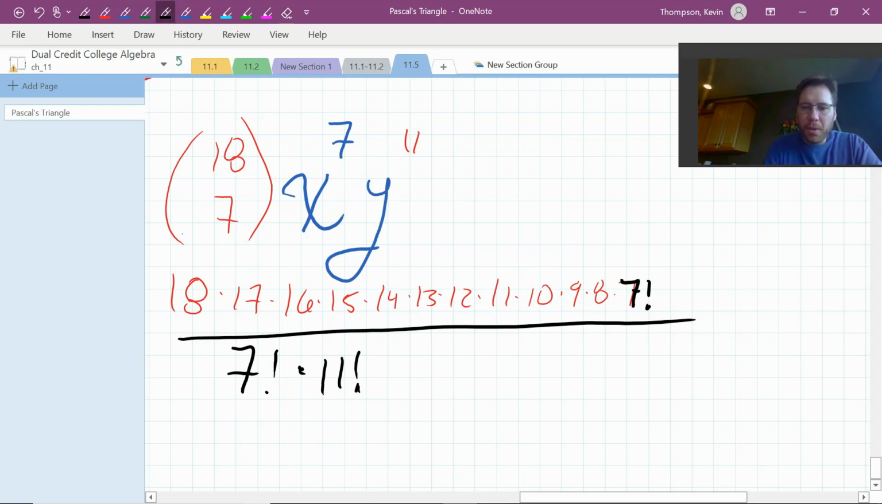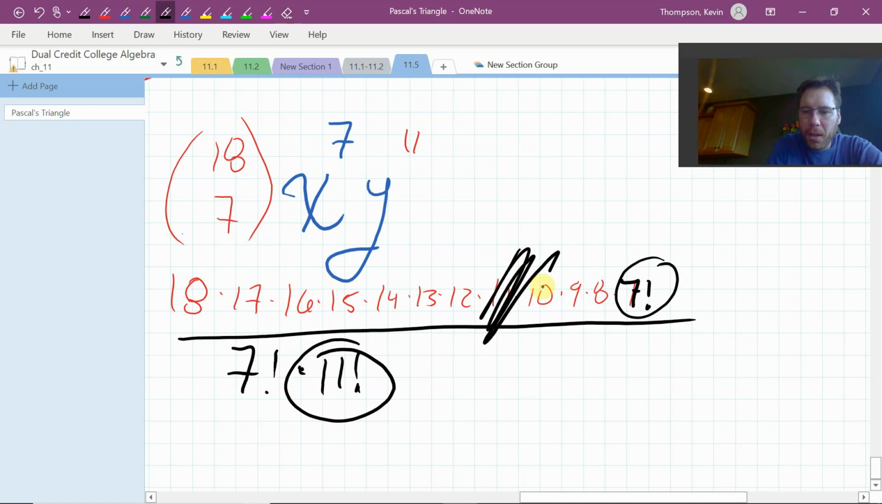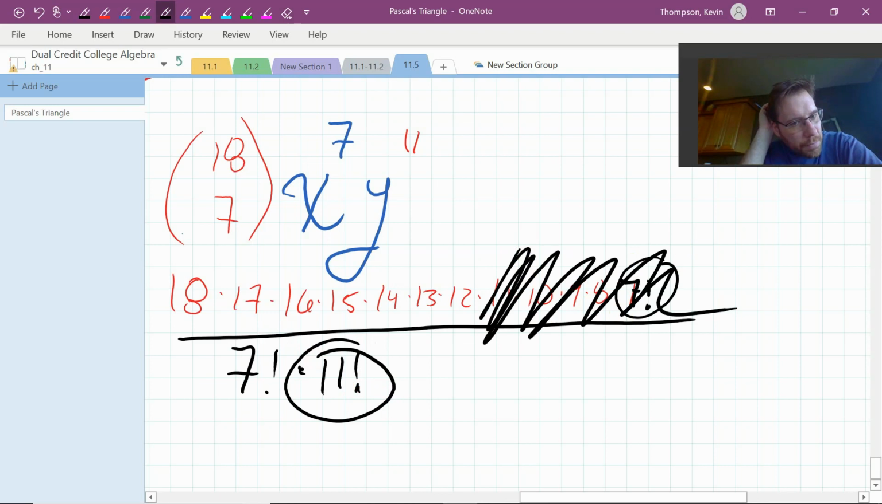So I actually could have, let me do this differently. It doesn't really matter. There's a lot of things here that could cancel. I could cancel these 7 factorials right now, because 7 factorial is 7, 6, 5, 4, 3, etc., all multiplied together. Or I could cancel this 11 factorial with 11 and then all the way down. And then if I wanted to, I could type this into my calculator, 18 times 17 times 16, 15, 14, 13, 12. Everything else is gone.